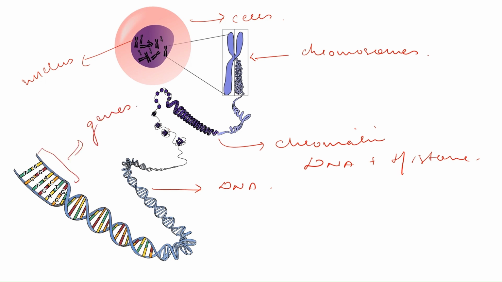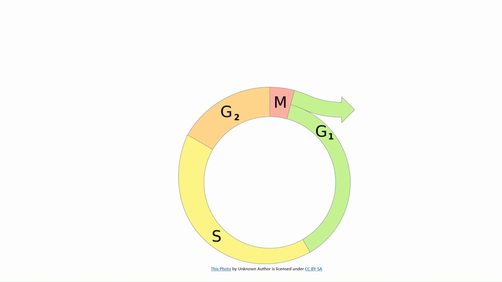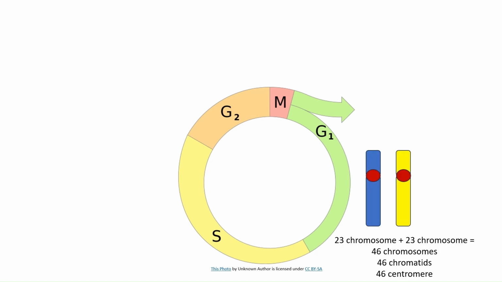This we all know. Now our cell divides due to mitosis, and the cell number increases. Due to meiosis, gamete formation takes place. Now our cell cycle consists of these phases: the G1 phase, S phase, G2 phase and M phase, which is known as the mitosis phase. The cycle starts with the G1 phase. What we have in G1 phase is 46 chromosomes: 23 chromosomes from the father's side, 23 chromosomes from the mother's side.